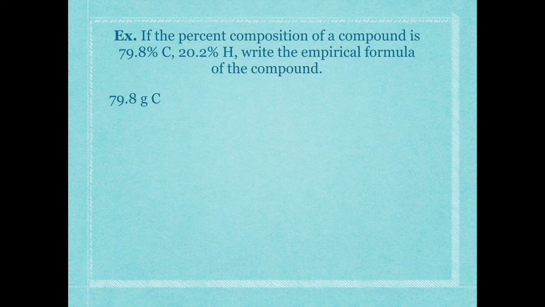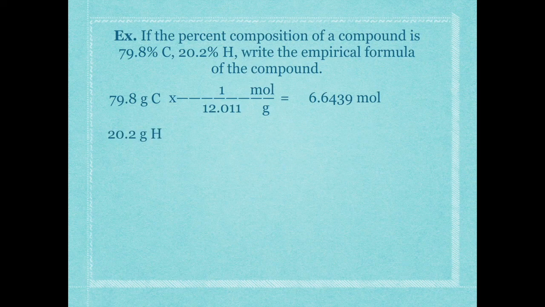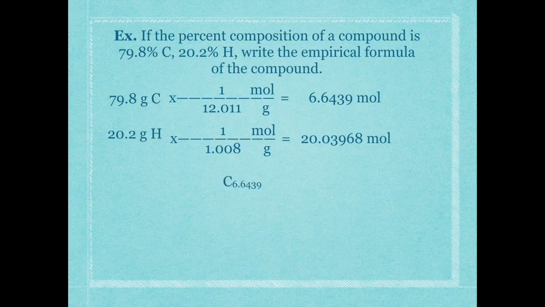So I'm going to go from grams of carbon into moles of carbon by dividing by the molar mass of carbon, and I get 6.6439 moles. Then I'm going to take 20.2 grams of hydrogen, same thing, use the molar mass of hydrogen, and I get 20.03968 moles. Okay, I'm going to write this as C subscript 6.6439, H subscript 20.03968. My last step, again, is to divide by my smallest number of moles, which is 6.6439.